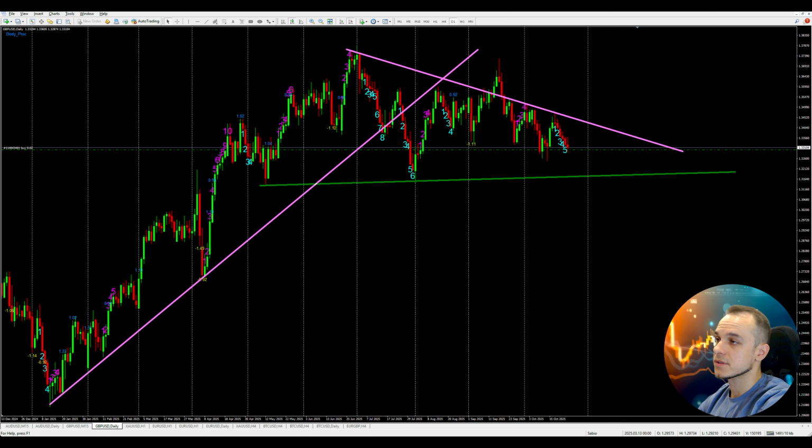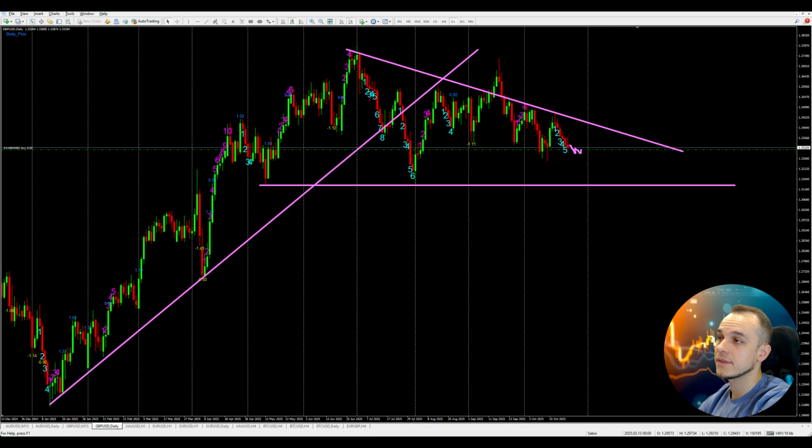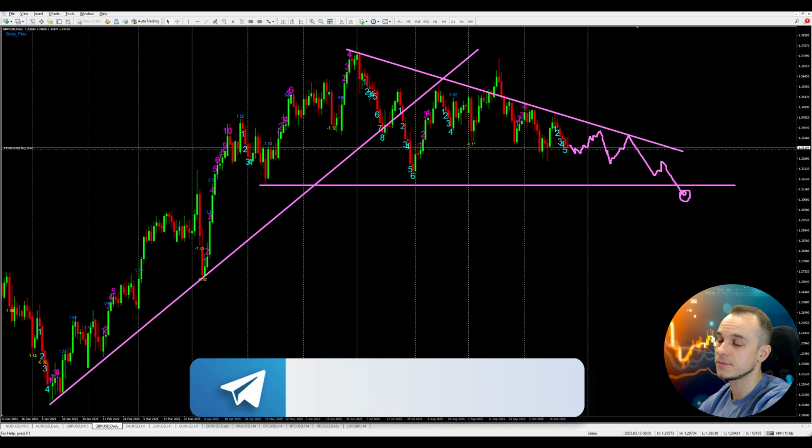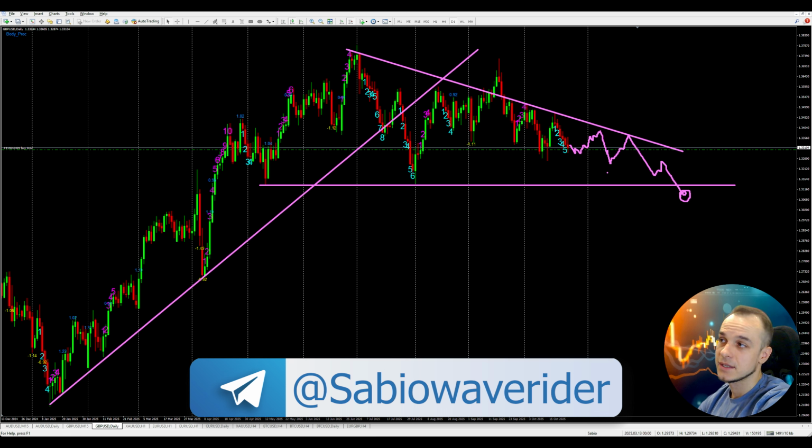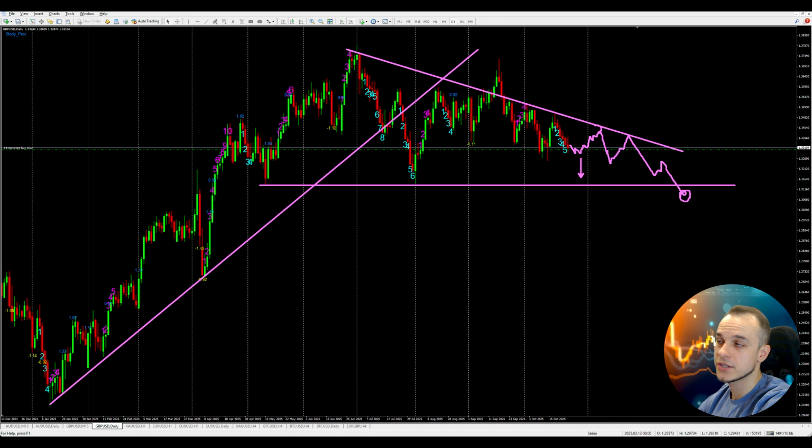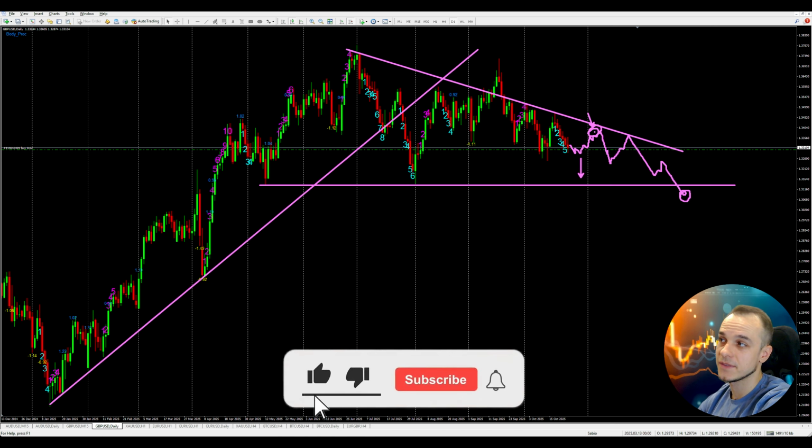Still we have this strong support ahead, and I think that the chances of breaking or at least retesting this local support level are quite high. So for the next week, the main direction of the market from my point of view is a decline. Maybe we'll see a correction up to this trend line, but then we have quite high chances of the decline.